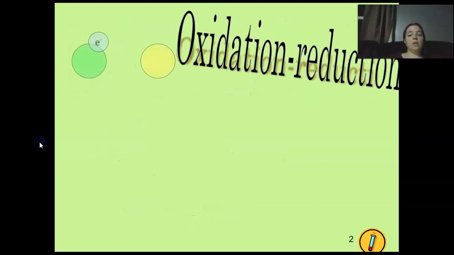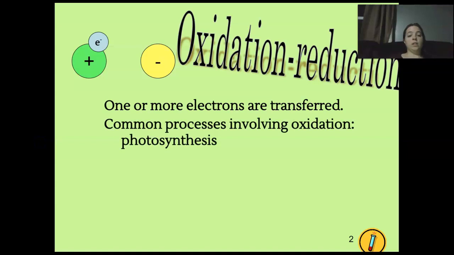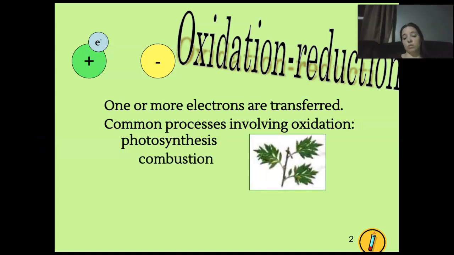All right, so an oxidation reduction reaction. This is when one or more electrons are transferred, either by gaining or losing. It's a common process involving oxidation, for instance, photosynthesis, combustion.